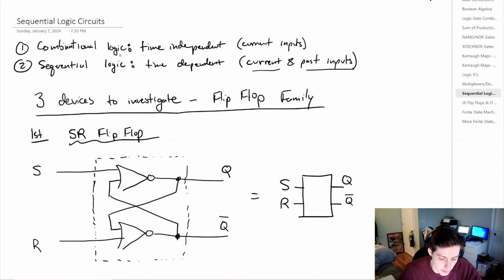Now what we're going to do is just draw a box around these gates, as we're not too concerned with what's going on inside the box. We're going to represent that as this symbol here. We just have inputs S and R and outputs Q and Q bar with a box.